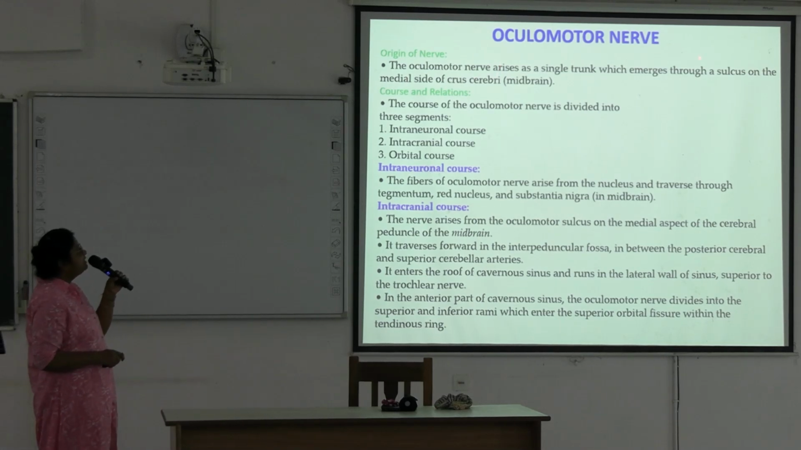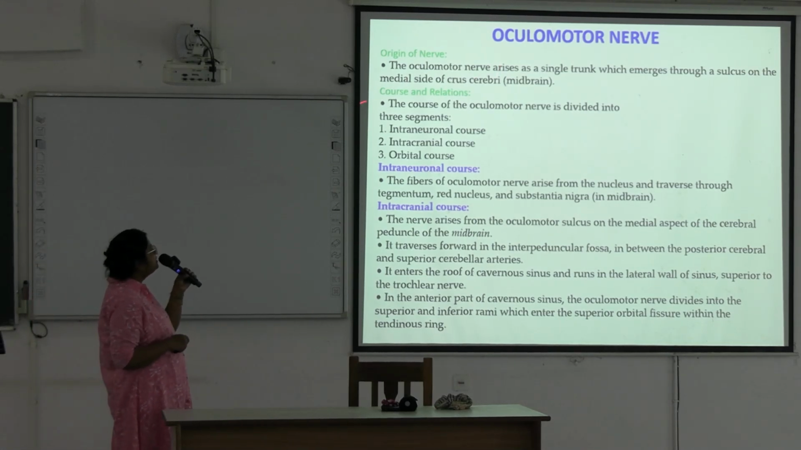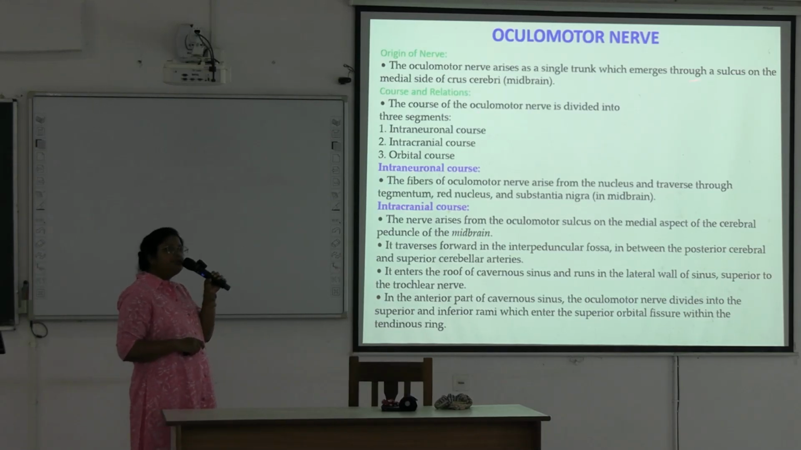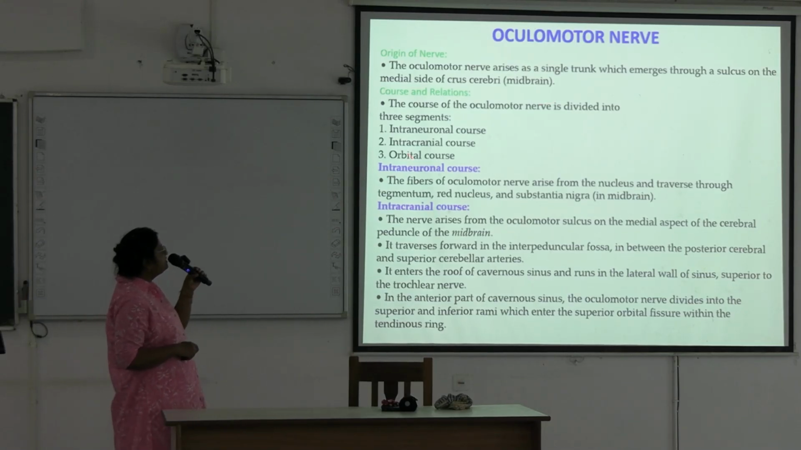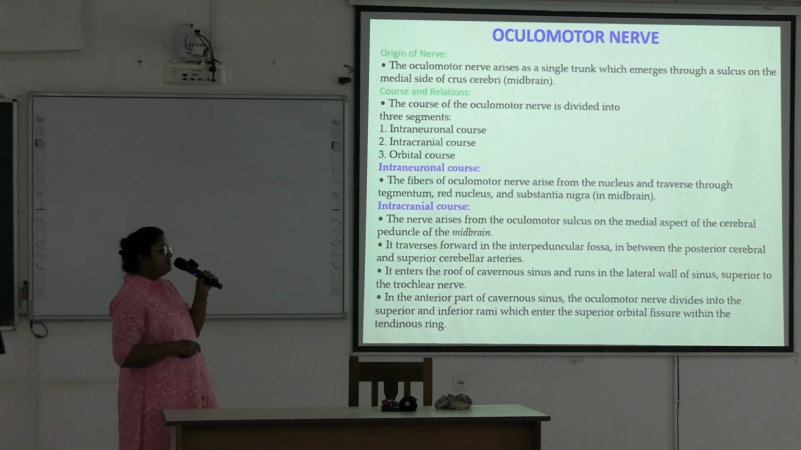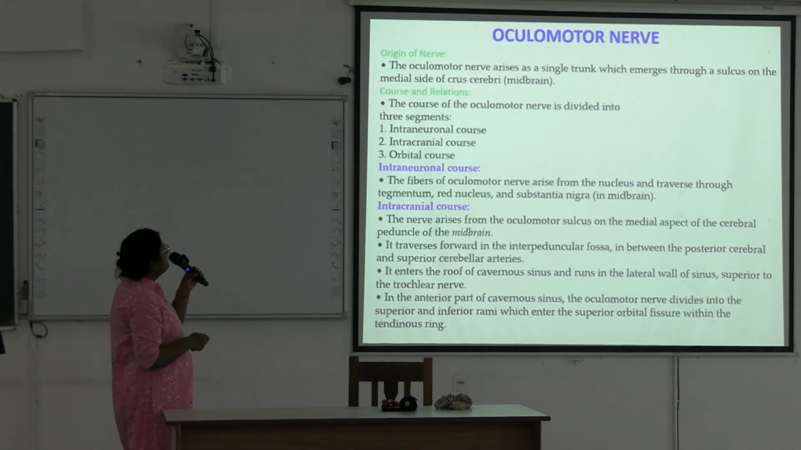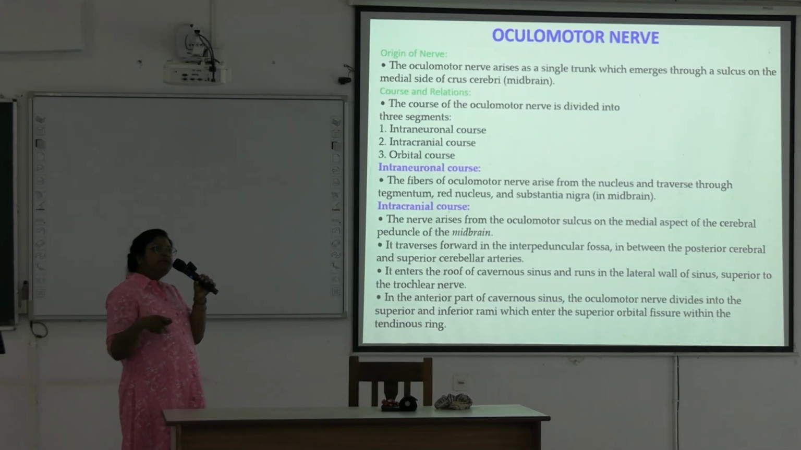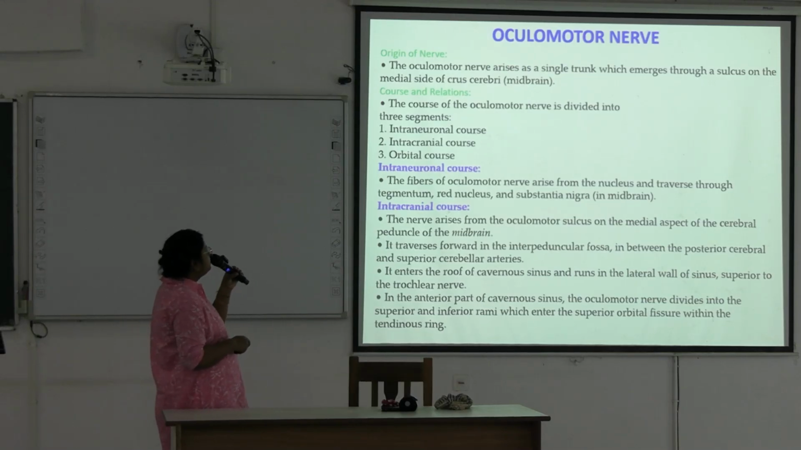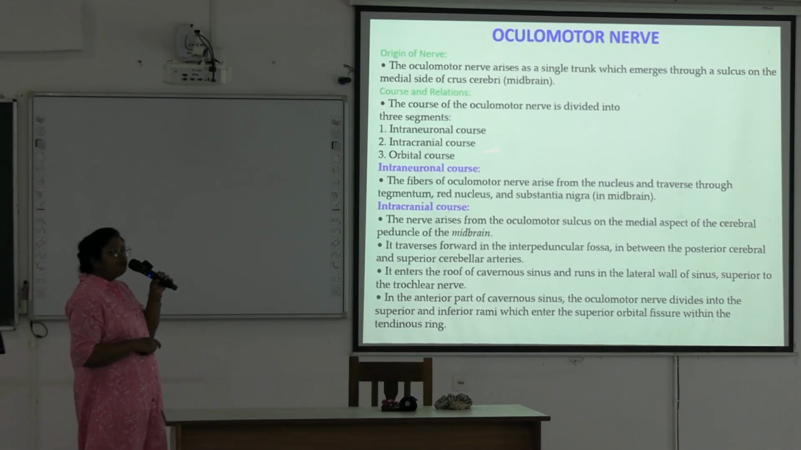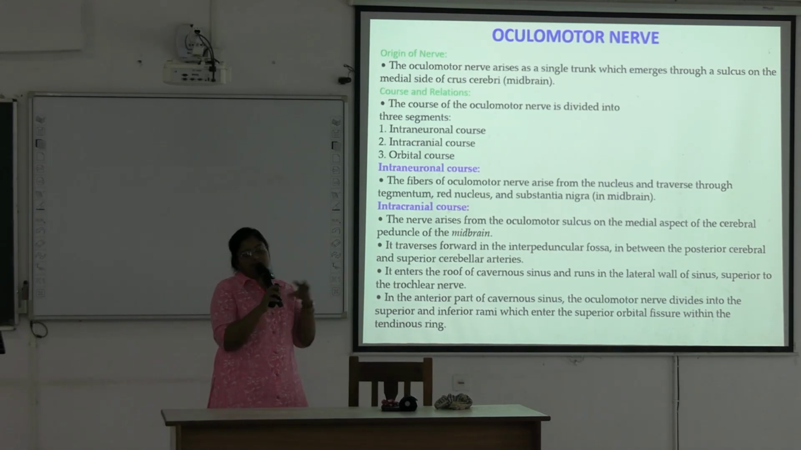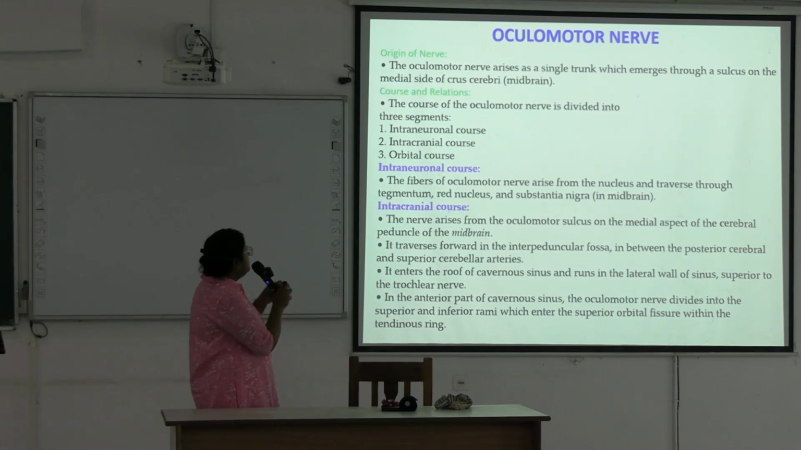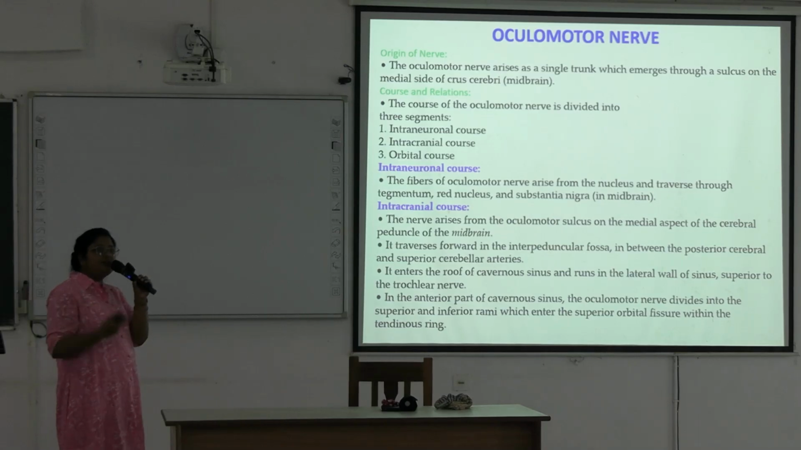It arises as a single trunk which emerges through a sulcus on the medial side of the crus cerebri of the midbrain. Course and relation: the course of the nerve is divided into 3 segments. Intraneural course, the course within the midbrain or up to the level of it coming out from the midbrain. Next is intracranial course. Next is orbital course. Intracranial course from its coming out from the midbrain up to its entry into the superior orbital fissure. Okay, and orbital course after the superior orbital fissure.